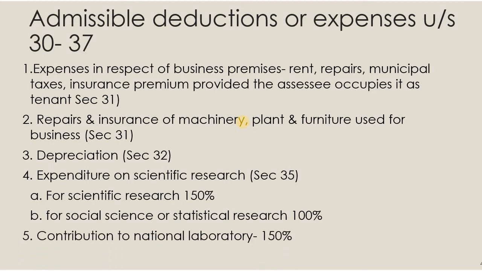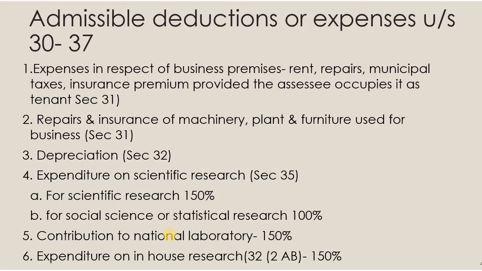Then fifth one, contribution to national laboratory. If any business contributes to a national laboratory, in the form of contribution or in the form of donation, then it can claim 150% of that amount. That is again to promote research in India. So the business houses can claim up to 150%.